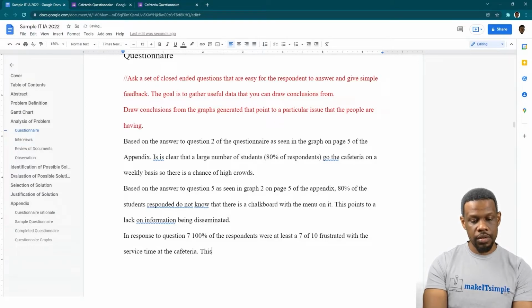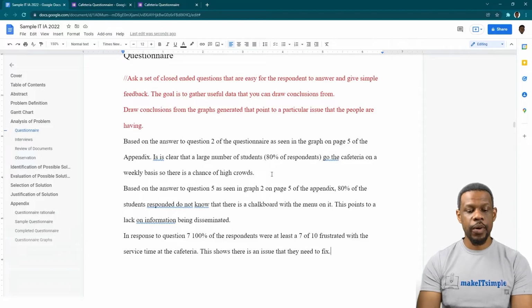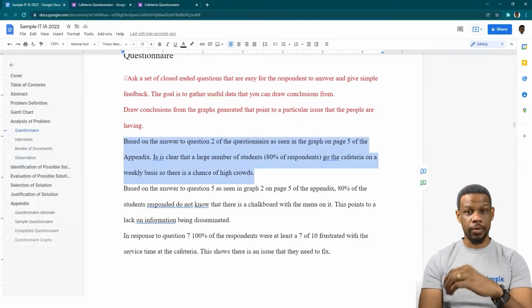This shows that there is an issue that they need to fix. So now I have 3 paragraphs or 3 sentences basically that point to a relevant graph.